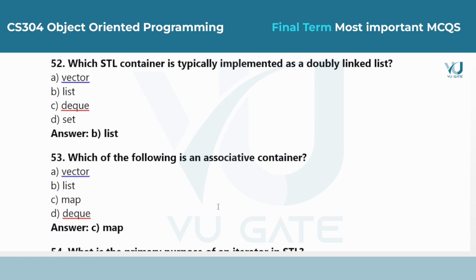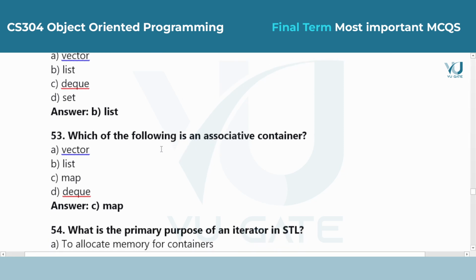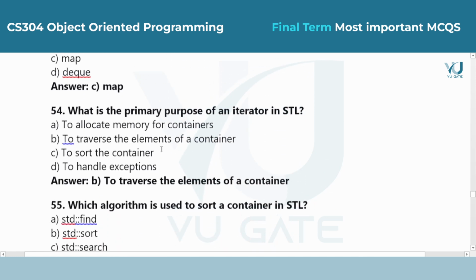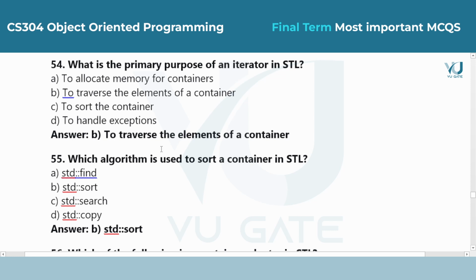Q53. Which of the following is an associative container? Answer: C. Map. Explanation. Associative containers use keys to store and retrieve data efficiently. Common examples include map, set, multimap, and multiset. Q54. What is the primary purpose of an iterator in STL? Answer: B. To traverse the elements of a container. Explanation. Iterators act as a bridge between containers and algorithms. They allow you to step through elements of a collection without needing to know the underlying structure.